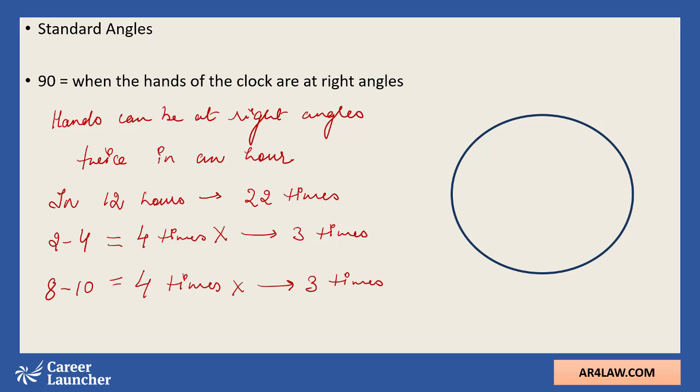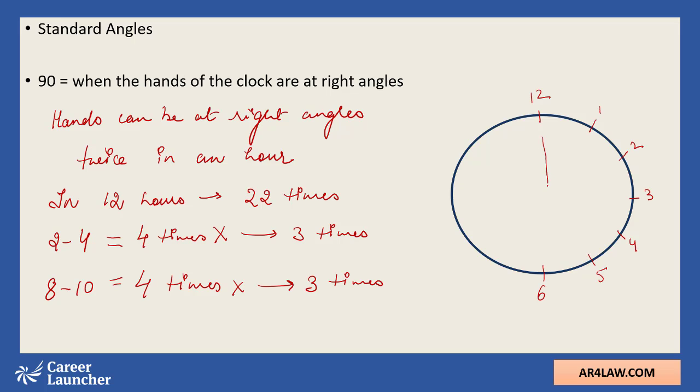Let's understand these exceptions. How are these exceptions coming up? Why are we saying that an angle of 90 degrees can be created twice in an hour? A 90-degree angle can be created when the minute hand is 90 degrees behind the hour hand, and since it is moving at a faster pace, it will cross the hour hand and go beyond it, and again an angle of 90 degrees can be created. So let's have a look at what is happening between 2 to 4.